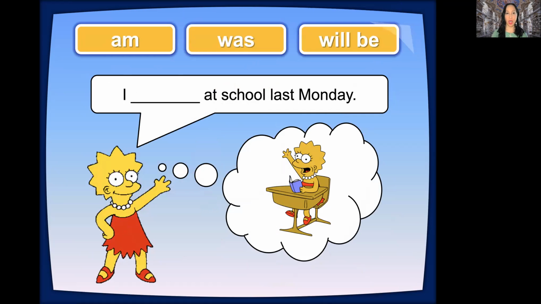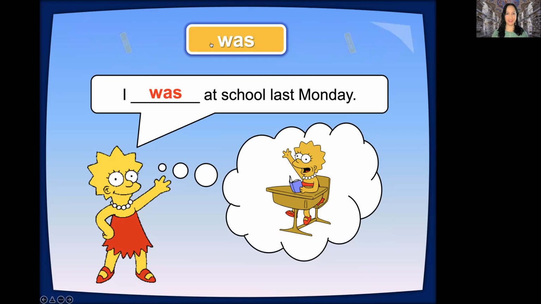Okay. I blank at school last Monday. When did this happen? Last Monday. So is it the past tense, the present tense, or the future tense? I am at school last Monday. I was at school last Monday. I will be at school last Monday. Which one? All right, you're doing fabulous. I'm so proud of you.